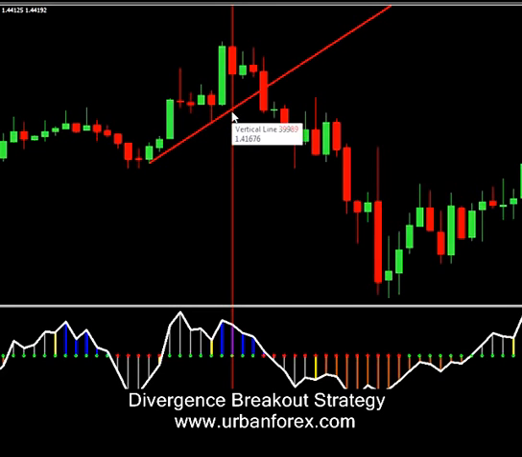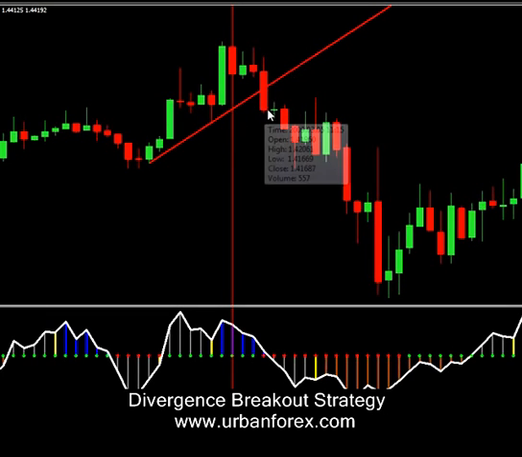How do we take this entry? Once it breaks through the trend line, at the close of the candle and the opening of the next candle, you would open a short right here, and it would go on so forth.